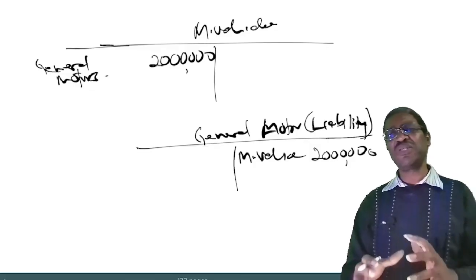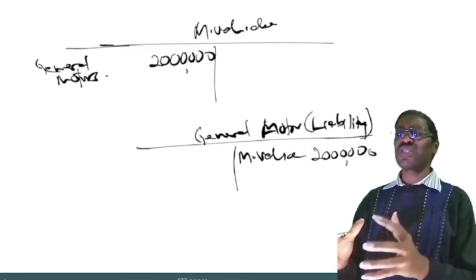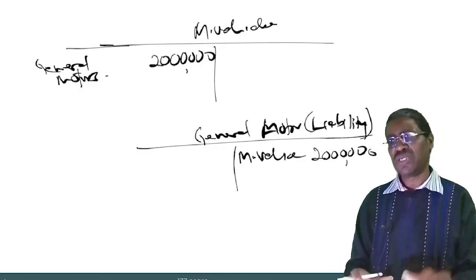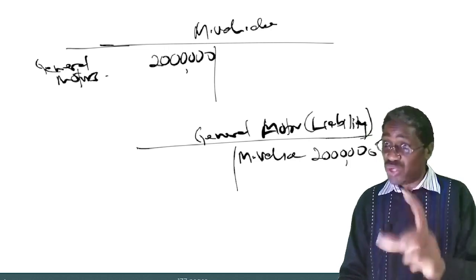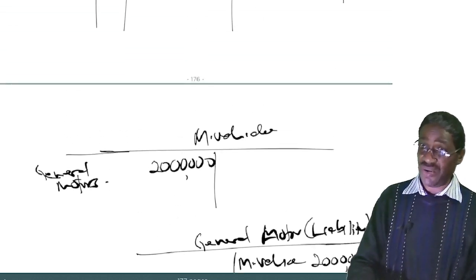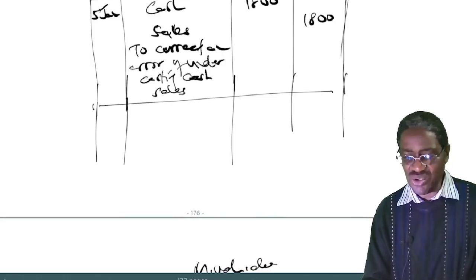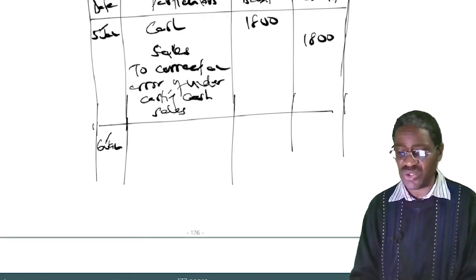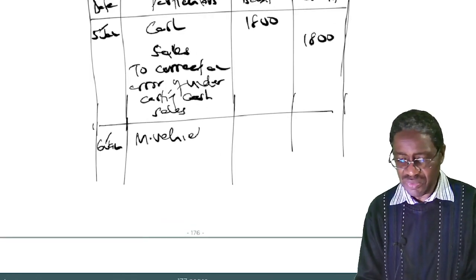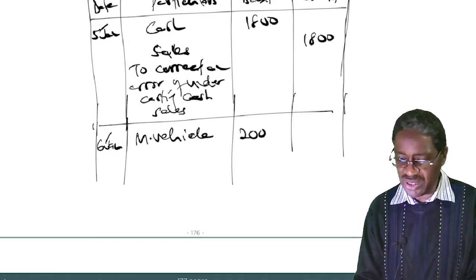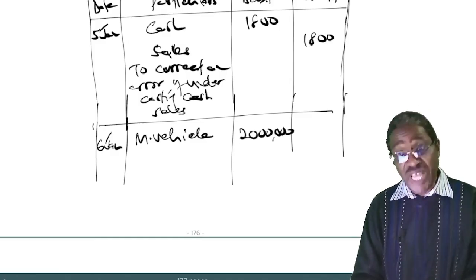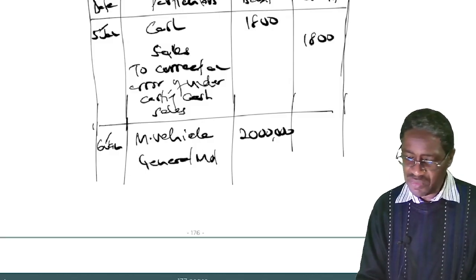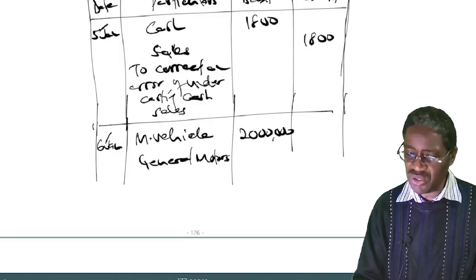But before you debit this motor vehicle and credit this General Motors account, you must have recorded this transaction somewhere. Where? In a daybook. Which daybook? The general journal. Good. So for the second one, let us assume we bought the motor vehicle on 6th January. You show the account to be debited, which is motor vehicle. How much? 2 million. Show the account to be credited, which one? General Motors.